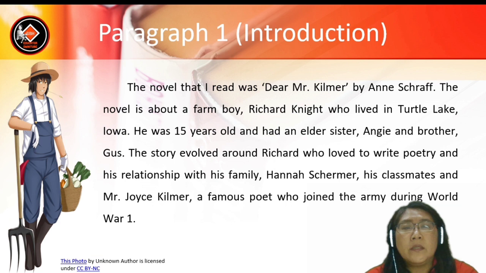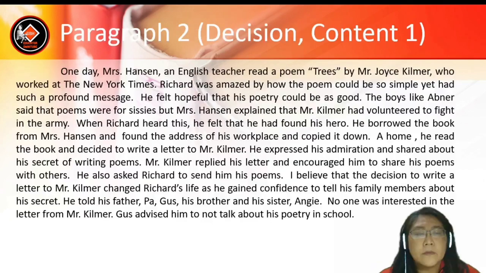For paragraph 1, which is the introduction, we are using the same introduction as the first answer. The novel that I read was Dear Mr. Kilmer by Anne Schraff. The novel is about a farm boy, Richard Knight, who lived in Turtle Lake, Iowa. He was 15 years old and had an elder sister Angie and brother Gus. The story evolved around Richard, who loved to write poetry, and his relationship with his family, Hannah Schirmer, his classmates, and Mr. Joyce Kilmer, a famous poet who joined the army during World War I.